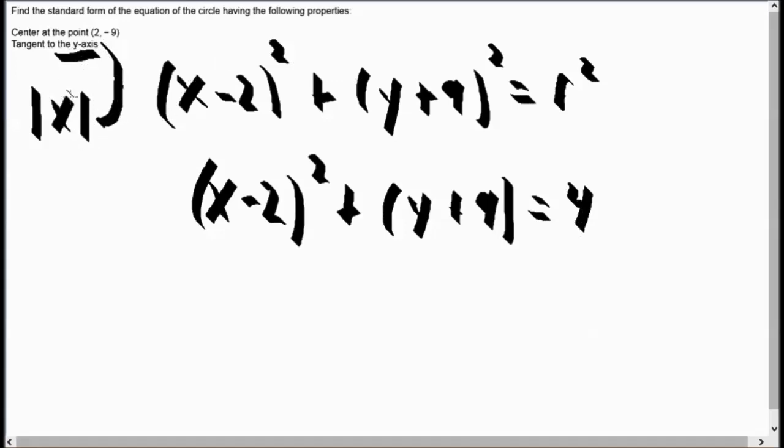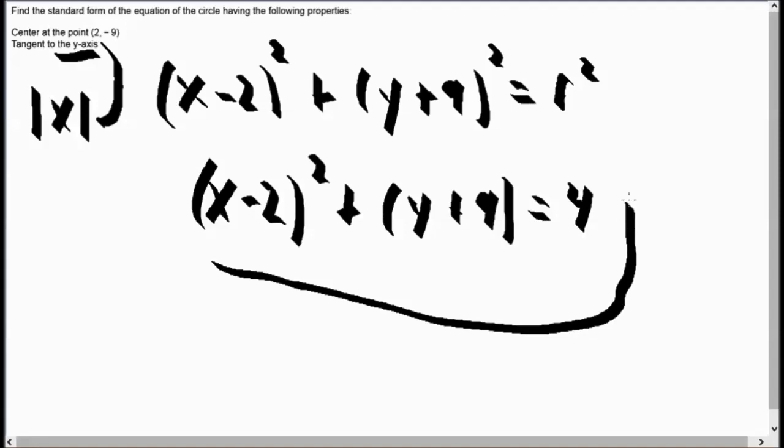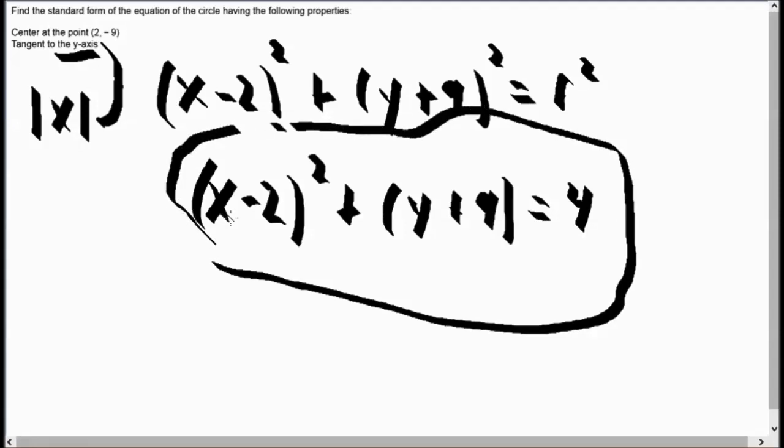Because it says y-axis, we use the x-coordinate in absolute value. Had that said x-axis, what you do is y. But that's all you do. And there's the answer right there. So don't be afraid of the tangent thing. It's really easy to do.